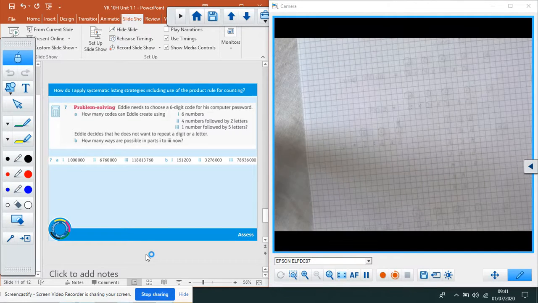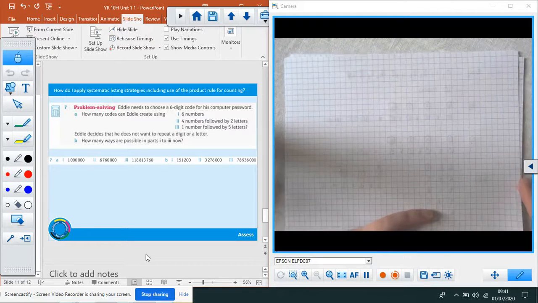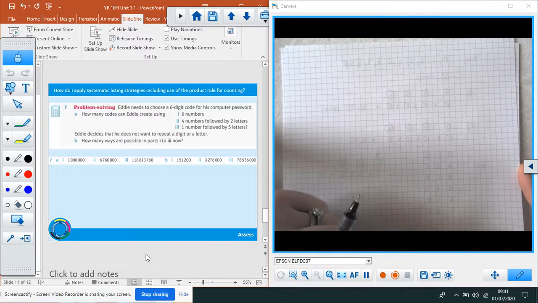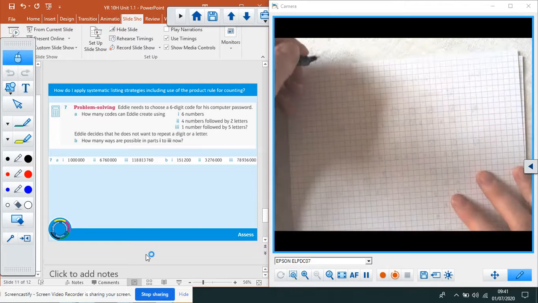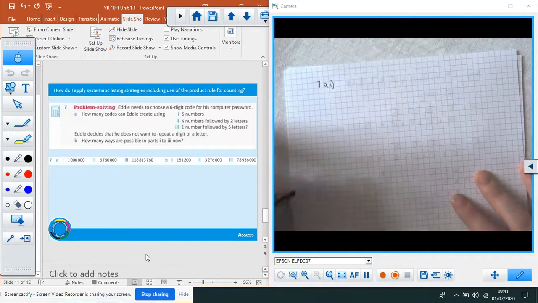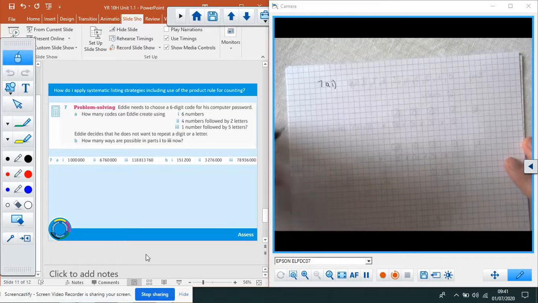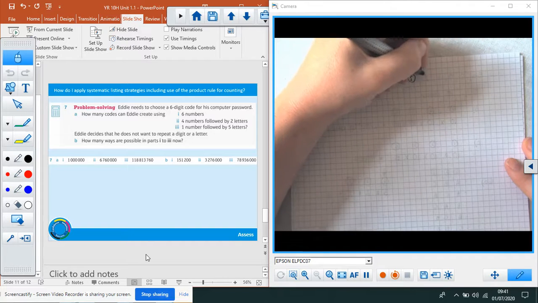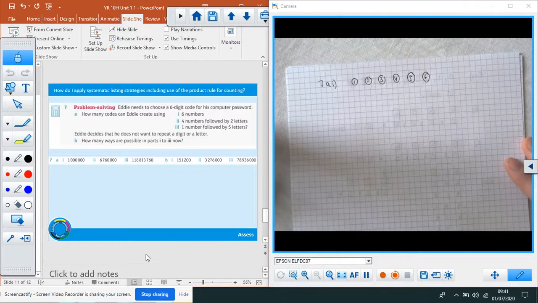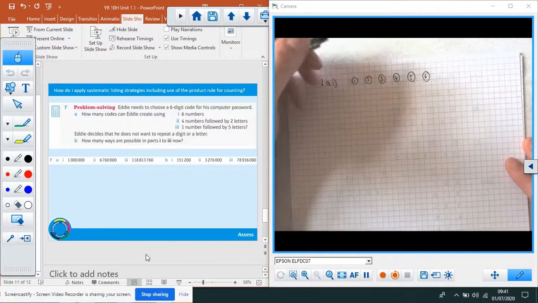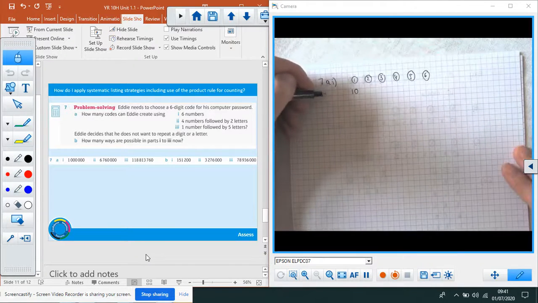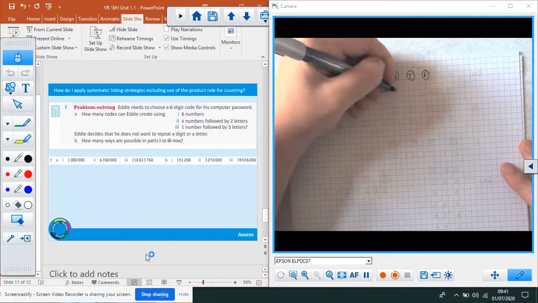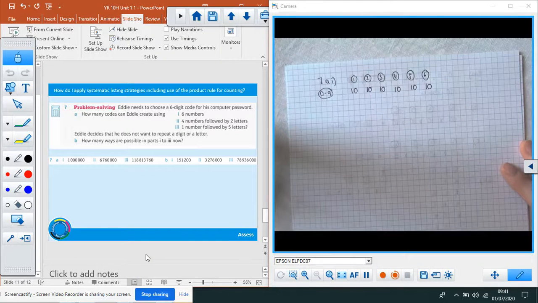So, Eddie needs to choose a 6-digit code for his computer password. How many codes can Eddie create using 6 numbers? Okay, so 7A part 1, they want to know how many can he create using 6 numbers. So it's 1, 2, 3, 4, 5, 6 different digits. And for each digit, he has got 10 options, okay? Because remember I said from 0 to 9, there's 10 different options that he can have for each number in his code. So there's 10 options there, and it doesn't change.